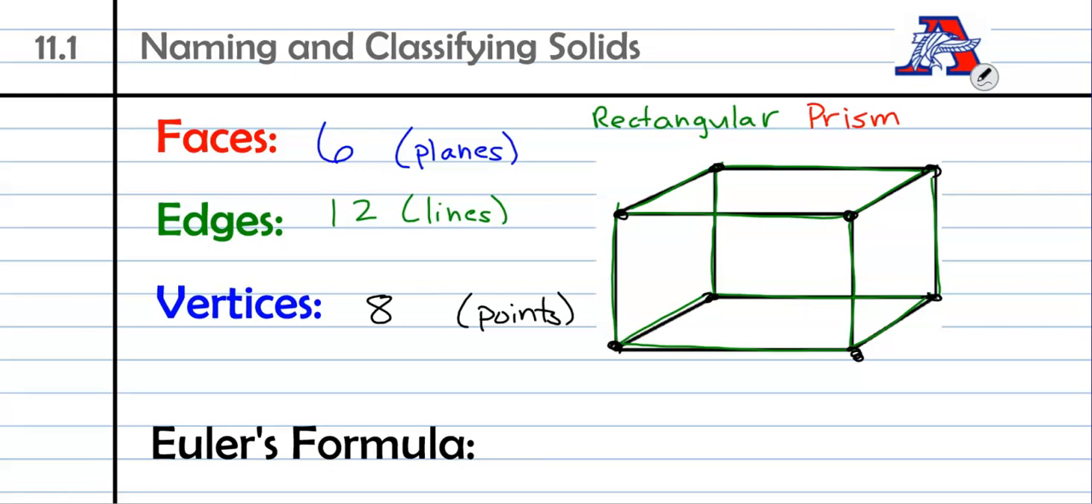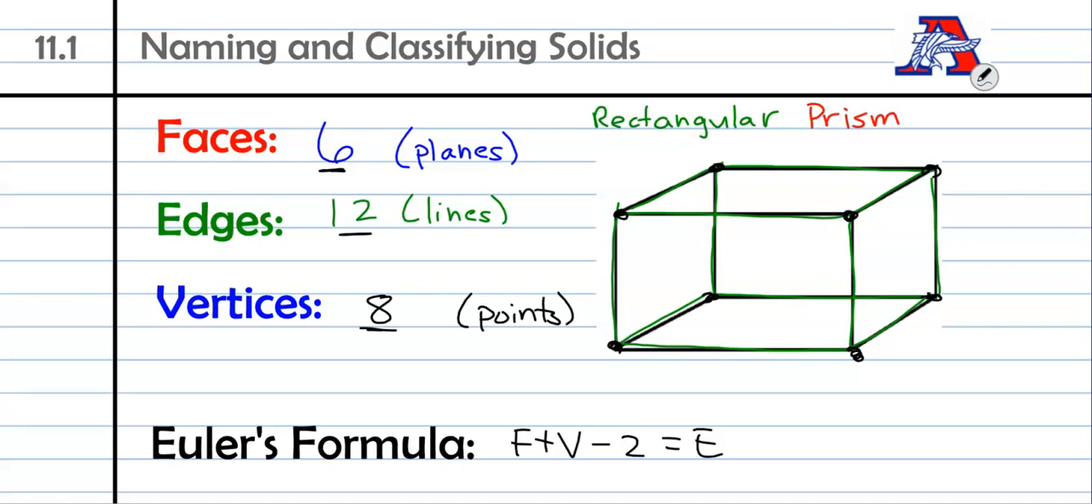Okay, now there's this thing called Euler's formula, and Euler's formula really just allows us to check our work. So what Euler's formula says is that if you add together your faces and your vertices, and then you subtract 2, you will always end up with your edges. And we can check it on ours. We had 6 faces plus 8 vertices. 6 plus 8 is 14. Subtract 2 is 12. So our edges should be equal to 12, which it is.